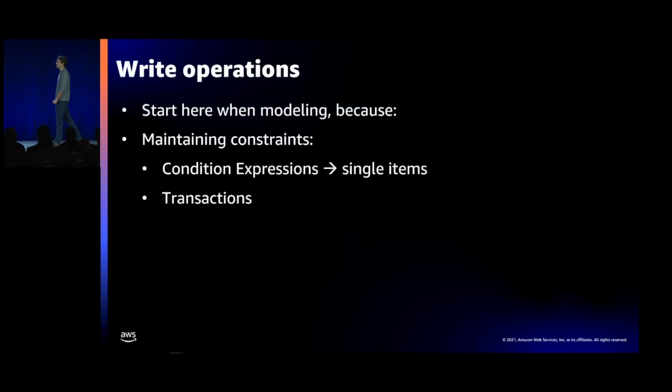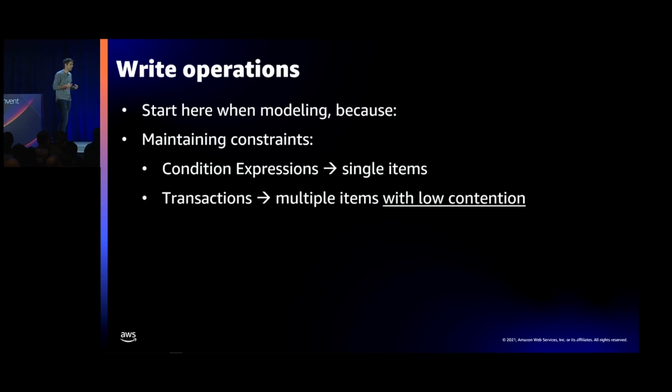So transactions, they're great for maintaining constraints across multiple different items. The big thing I would say here is make sure those items have pretty low contention, right? So when an item is being involved in a transaction, it's basically going to be locked. You can't use it for other operations. That can even affect other single item operations. So if you have a very high velocity item, you don't want to be engaging in a transaction a lot, or else you're going to get a lot of transaction conflicts thrown back at you.